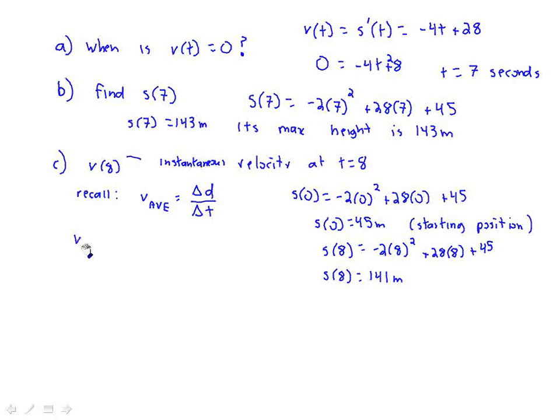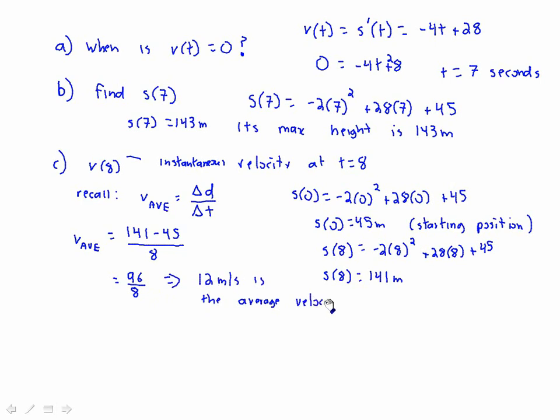So to get the average velocity, we take the difference in position, 141 minus 45, divided by the time that's elapsed. That should give you 96 over 8, which is equal to 12 meters per second, the average velocity. So that's how these ones work.